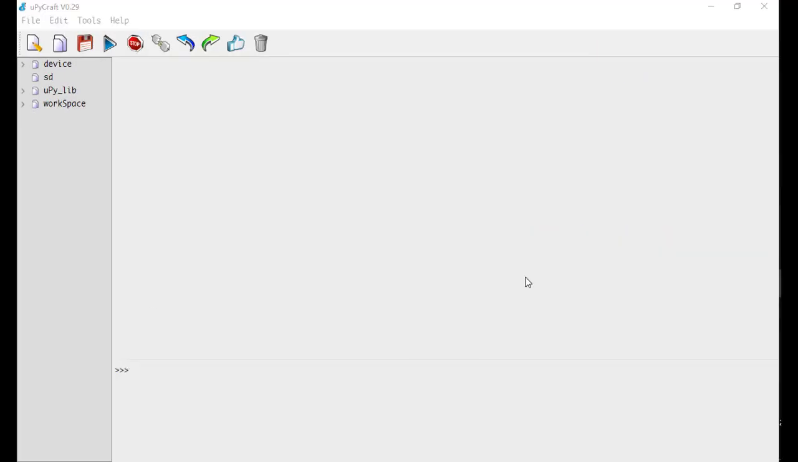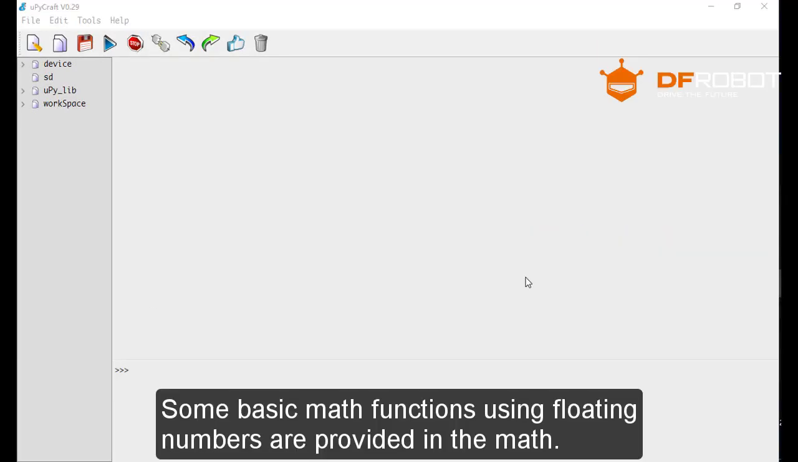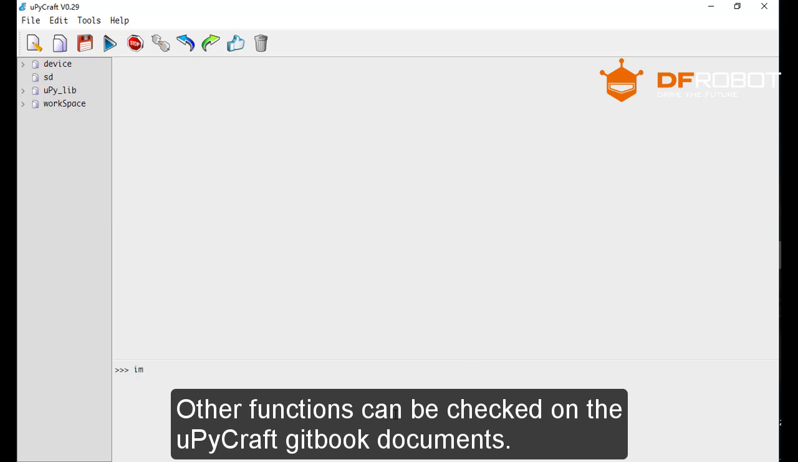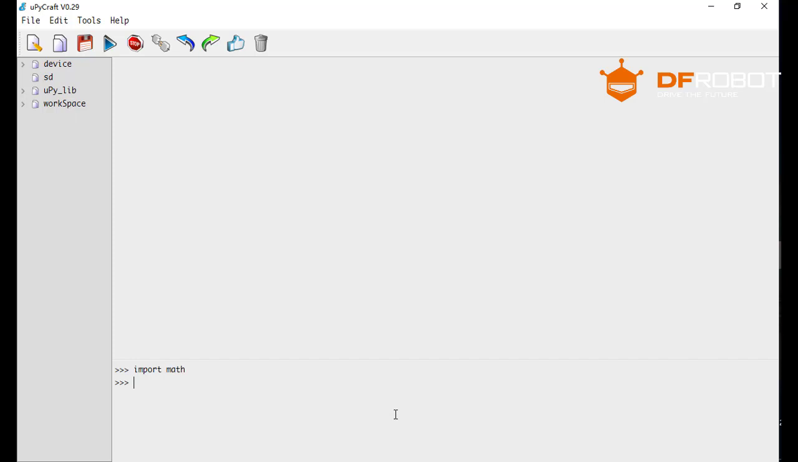Let's begin. Some basic math functions using floating numbers are provided in the math module. This video explains some of the most common functions. Other functions can be checked in the uPyCraft GitBook document. First, import math.